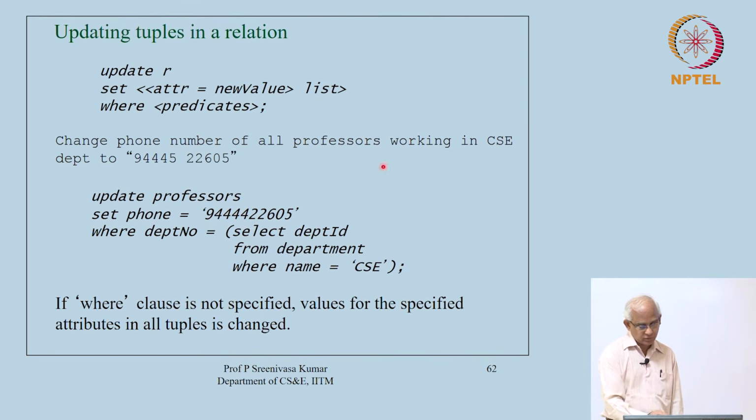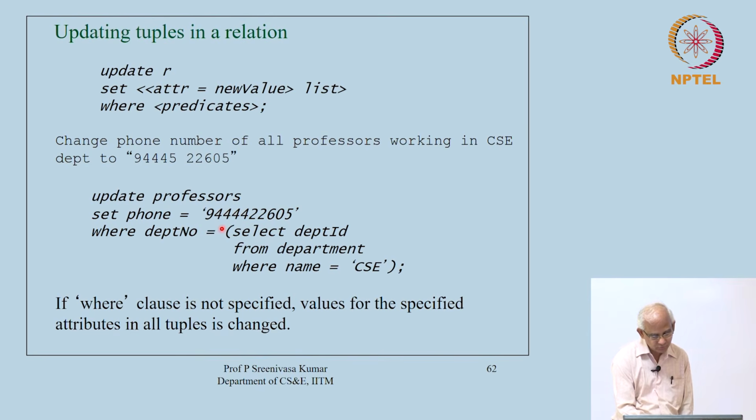So, change the phone numbers of all professors working in the CSE department to something. That is a dangerous thing, but anyway let us see how to do that. Update professors, that is the relation name, set phone equals so and so, where department number equals... you do not know the department number of computer science, so you are selecting it. This could be equal to or in, right, it should be equal to any. So, this subquery gives you the department ID of the CSE department. For all these people we are now setting the phone number to something.